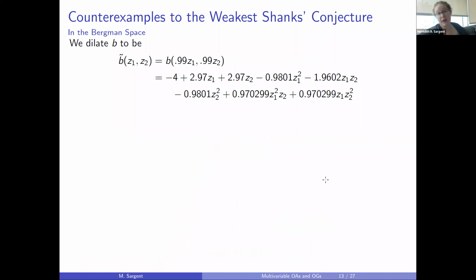We can actually do better. You can dilate b here. I just multiplied each variable by 0.99. If you do that, I promise these all actually are rational numbers. It's just writing them as ratios is actually harder to look at than writing them as decimals. But this is not a numerical rounding error or anything. These actually are legitimately rational numbers.